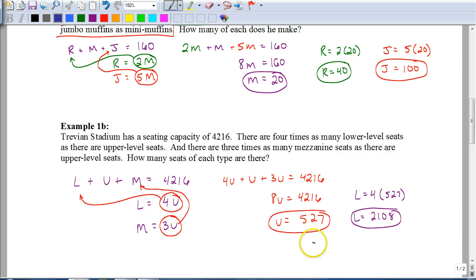And to figure out how many mezzanine seats, or seats in the middle, there's going to be, you would take 3 times the upper level, so 3 times 527, which gives me 1,581 mezzanine seats. So those would be my answers.